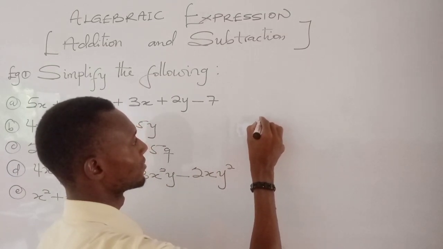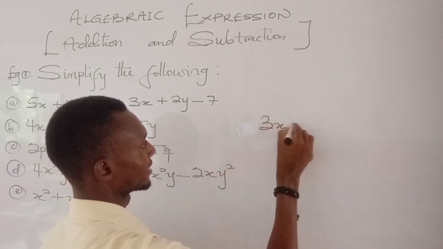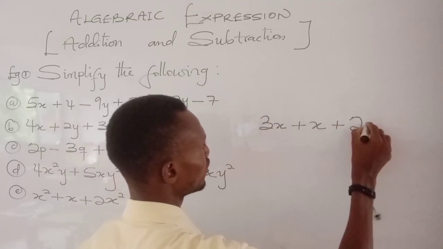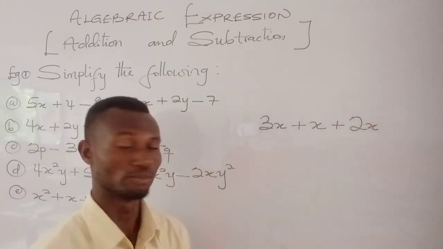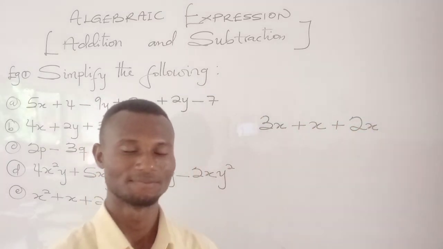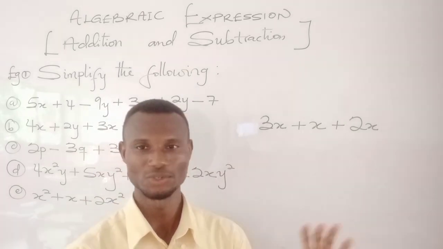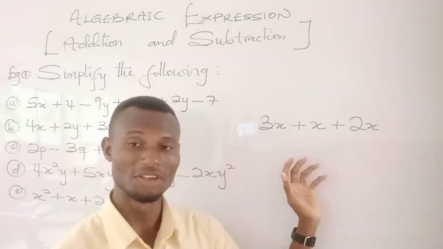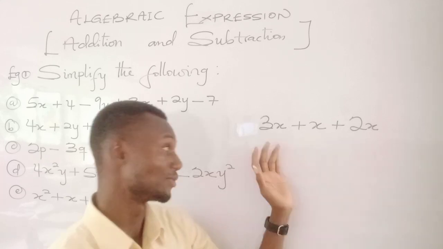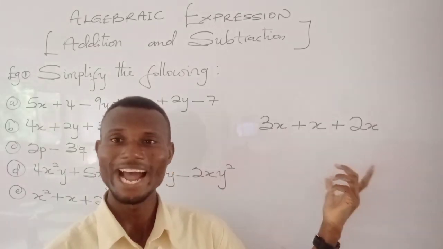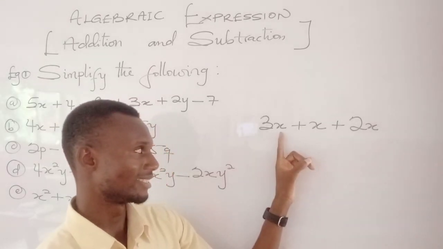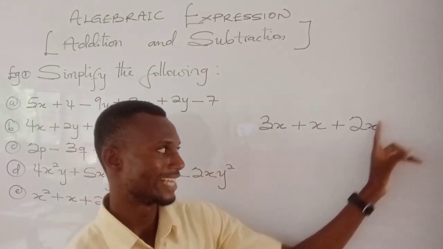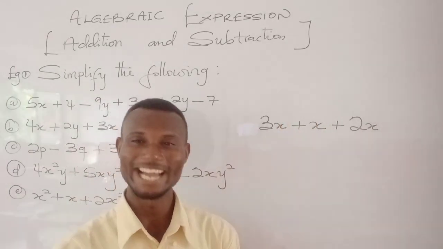Let's say I have 3s plus s plus, let's say, 2s. To simplify this one, it's the same process. You don't have to get confused. We are going to deal with the coefficients. Since they are like terms, it means we can add them. Why are they like terms? This is s, it has power 1. This is s, it has power 1. This is s, it has power 1. So they are like terms.